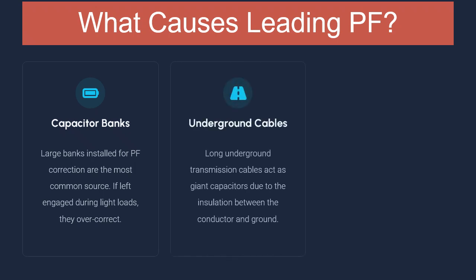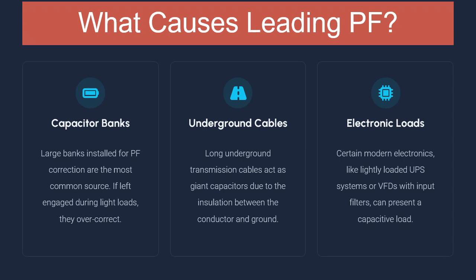Second, underground cables inherently possess high shunt capacitance due to the close proximity of conductors separated by dielectric insulation. The longer the cable, the greater the capacitance. Finally, certain electronic loads, such as large, modern uninterruptible power supply systems or variable frequency drives, especially when lightly loaded, contain input filters that present a net capacitive load to the grid.